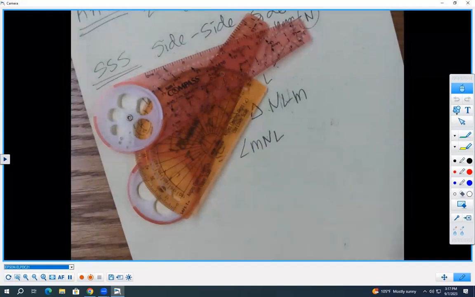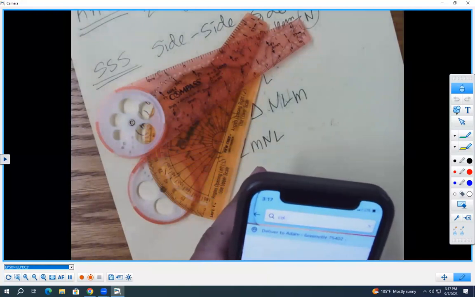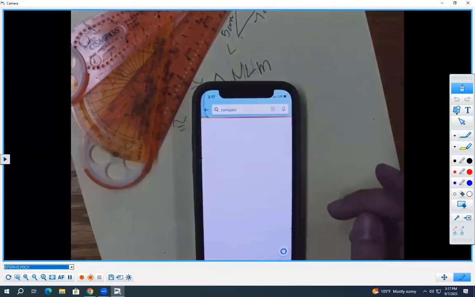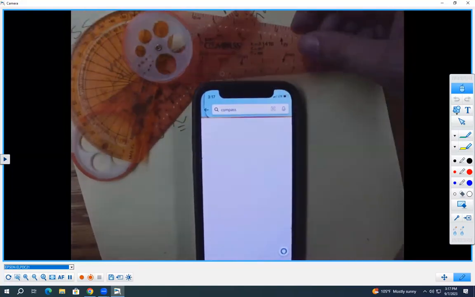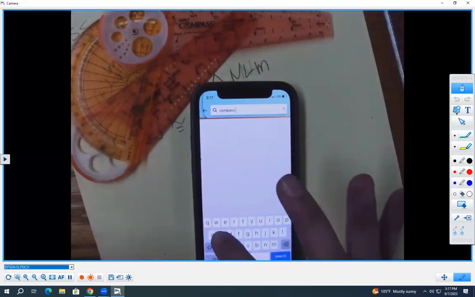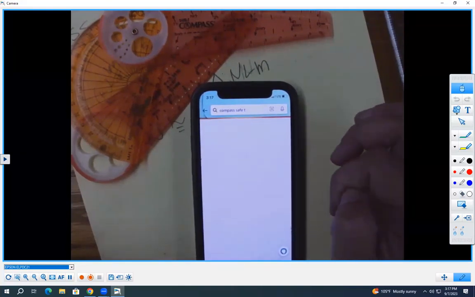Let's look on Amazon. Found this. Oh, that's nice. Oh, this is called a safety compass. I bet that this is for kiddos, so they're not poking each other in class. But I do feel like it's easier to work with.